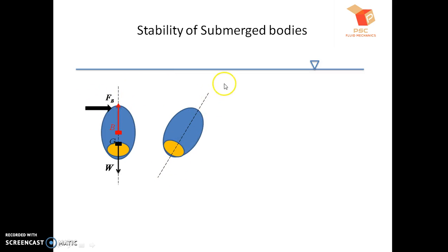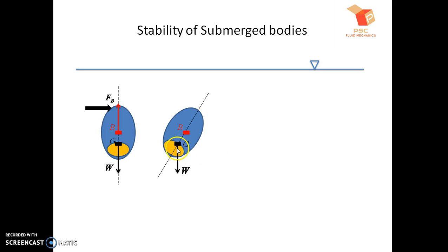So the axis now will get tilted like this, and the center of buoyancy and center of gravity will remain as they are with respect to the axis. Because of which, if we plot the center of buoyancy and center of gravity, they will remain as it is along this axis, and their relative positions will also be the same.